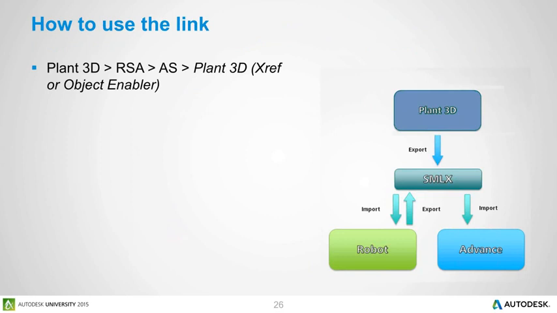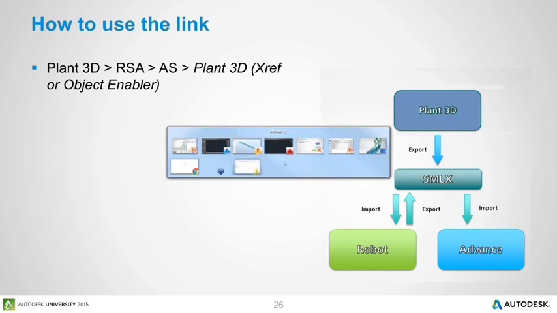There are a few scenarios for use of the link. You may start the definition of the geometry of a steel structure in Plant 3D and export it to Robot for design, then send it from Robot to Advanced Steel for final adjustment, and finally XREF or open the final Advanced Steel model back in Plant with Object Enabler installed. So let's see how this can be done.